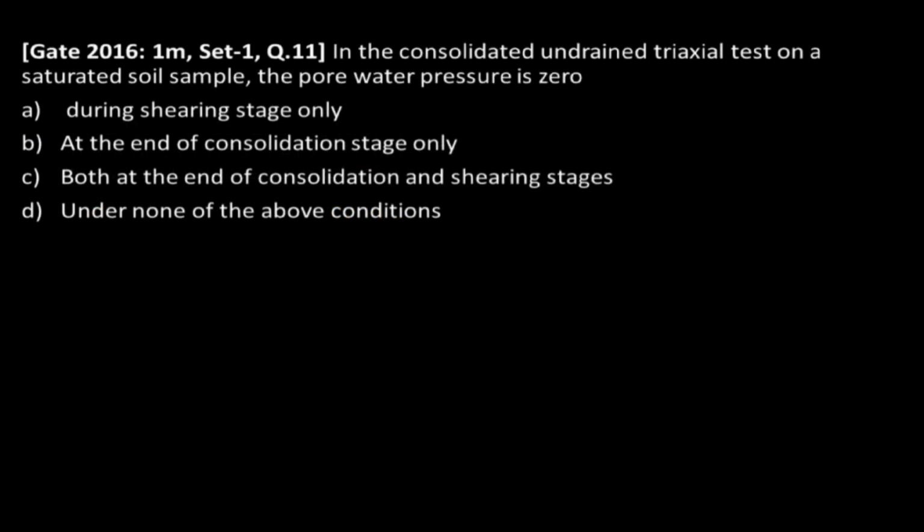Here they have given that in the consolidated undrained triaxial test on a saturated soil sample, the pore water pressure is 0 only at the end of the consolidation stage. Because at the end of the consolidation stage, all the water has been removed and the pore water pressure will be equal to 0.